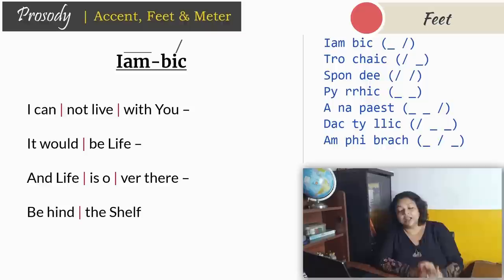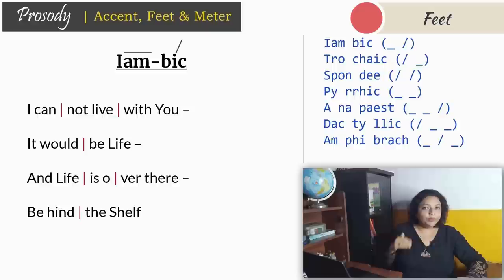Now we will break this part the way I have taught you. Okay, let me first break the syllables. I cannot live with you. All monosyllables. Okay, it would be life. And life is over there. This is the first time when you're having a break here. Over, two syllables. Otherwise, till now, all of the words are monosyllabic. Last line, behind, two syllables, the shelf.